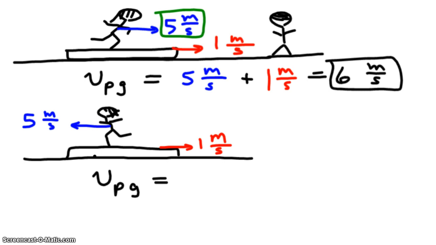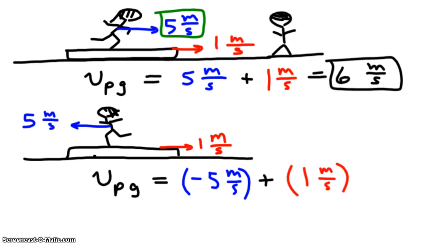You can probably guess. You make the 5 negative, because it's to the left, and you add the 1 meter per second, moving to the right. And this evaluates to -4 meters per second. And that's the correct answer. How fast are you going with respect to the ground? You're going at -4 meters per second, or 4 meters per second to the left.